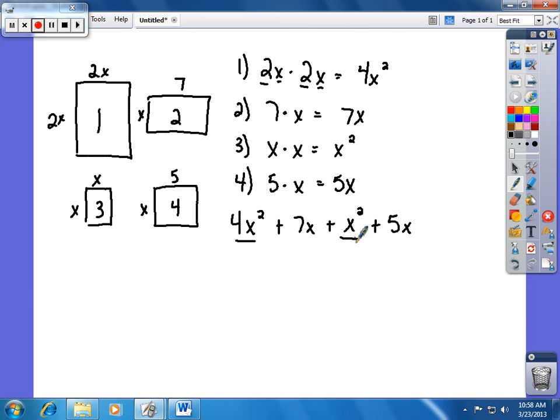And what might help is if you have a single variable here, or a variable term with no coefficient out in front, you can imagine, or actually write in, a 1, because there's an implied 1 in front of this term. So we're going to add 4x squared to 1x squared, so we add these coefficients out in front, and that gives us 5x squared. And we're going to do the same thing with our x terms here. 7x plus 5x, we add the coefficients out in front. That gives us 12x. Therefore, this is our answer. 5x squared plus 12x is the total area of all these figures.